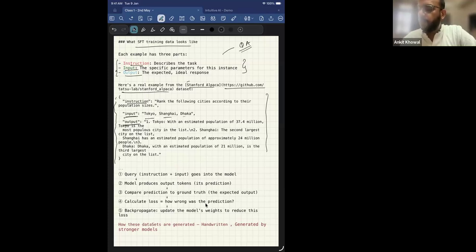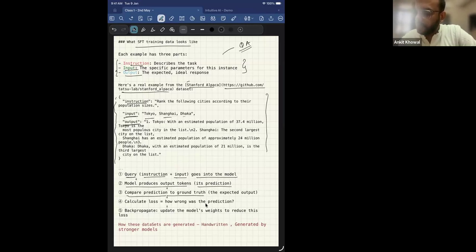So now what we will do is pass this data set to the model. First, we will take the query, which is just the instruction plus input. It goes into the model. The model produces the output tokens, its prediction. Now we compare the prediction to the ground truth.